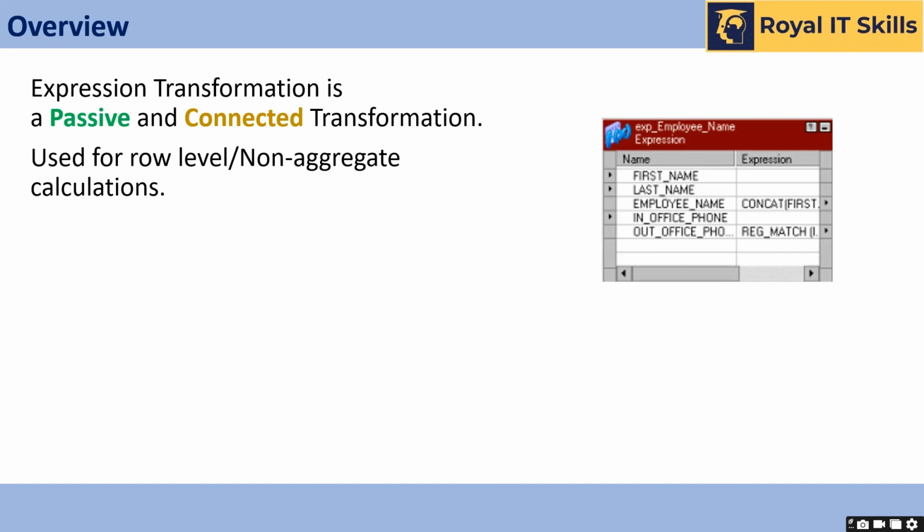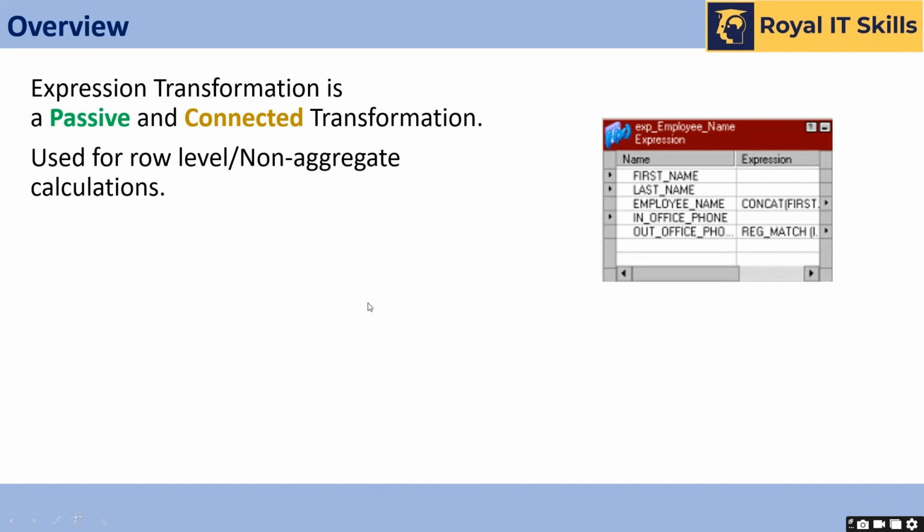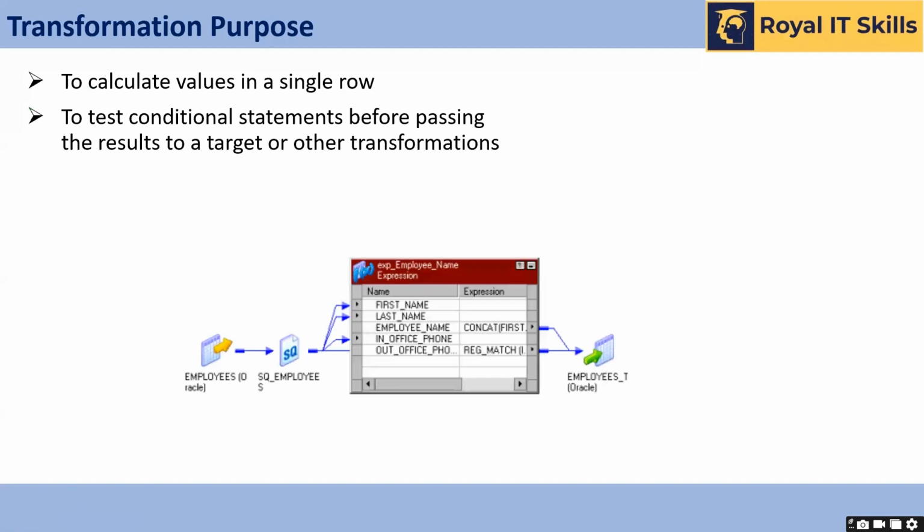Okay, so I'll show you. In yesterday's scenario also, it was connected. Source qualifier was a connected transformation, right? Expression transformation is used for row level or non-aggregate calculations. Let's move on. We will know more about it in the practical session also. First let's try to understand.